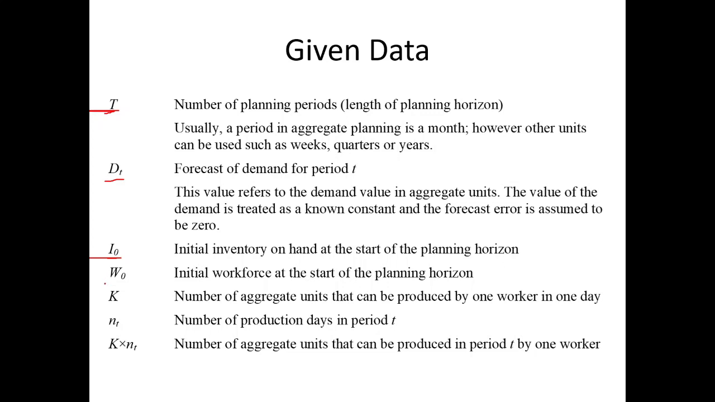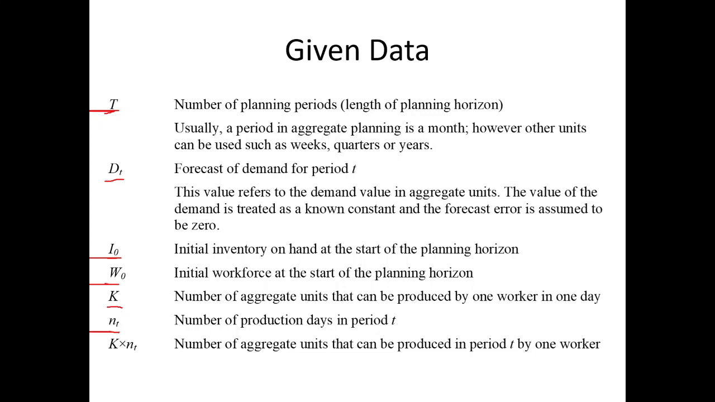W sub 0 is the initial number of workers available at the beginning of the planning horizon. K is the number of aggregate units that can be produced by one worker in one day. And as I noted in the previous lecture, you have to recall exactly the units that we are using for describing the variable K. N sub T is the number of production days in period T.